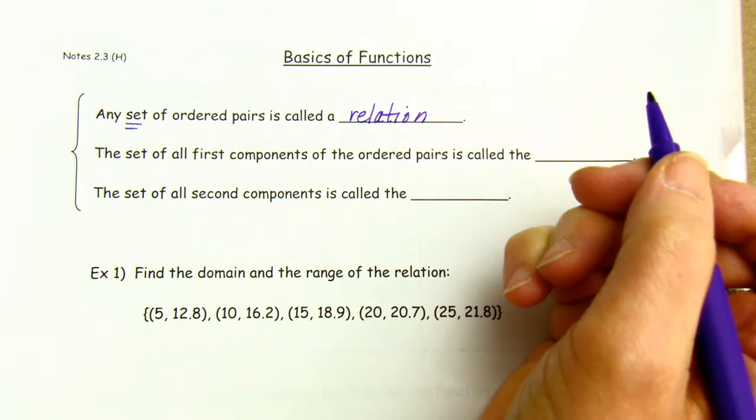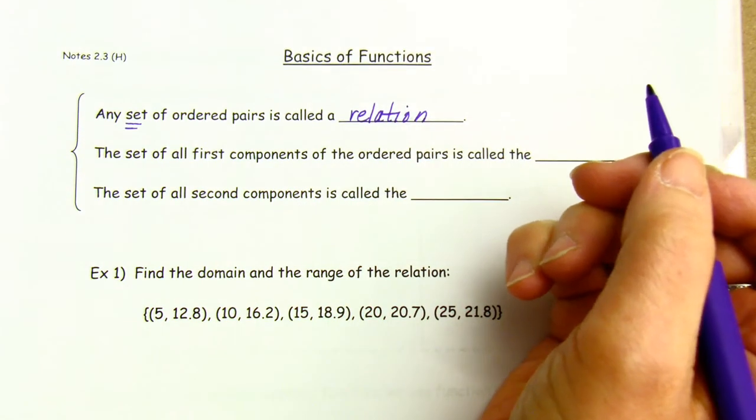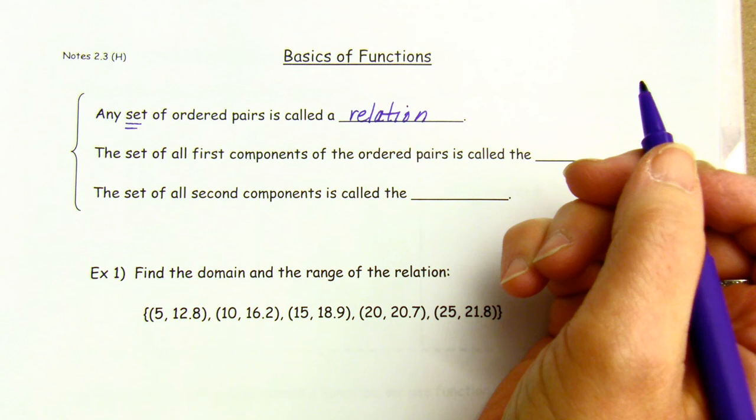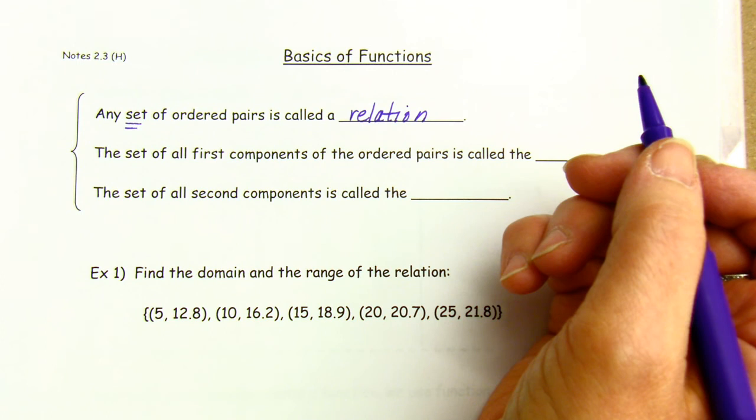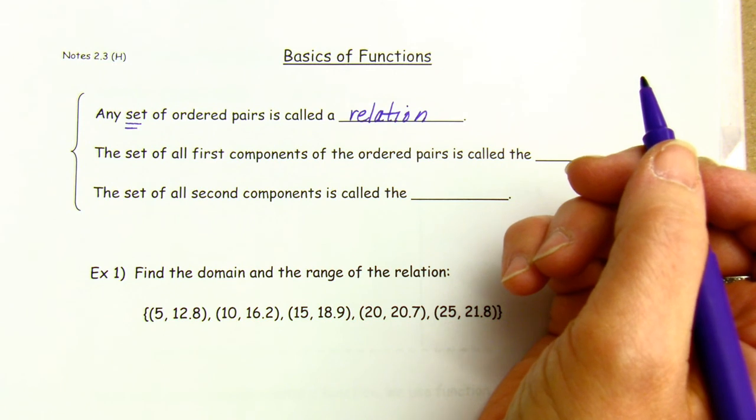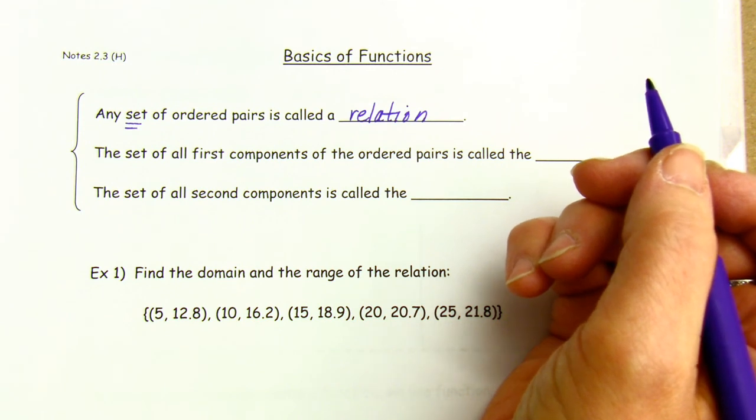Like we saw with the linear regression, there was a relationship between our two variables. And if there was a positive or a negative relationship between them, we could find the line of best fit. And that was for a linear function. But really, any set of ordered pairs is called a relation. They're related somehow. The set of all first components of the ordered pairs, which would be which values?